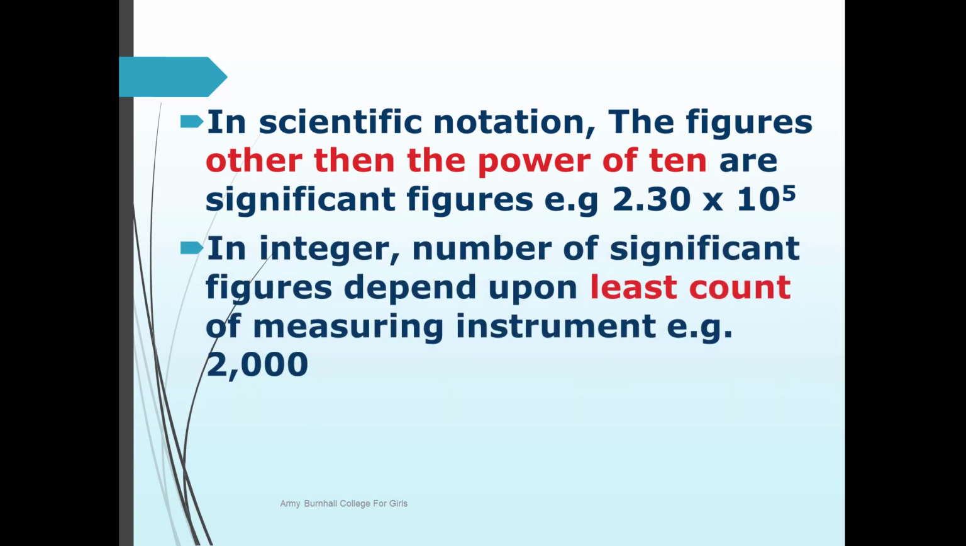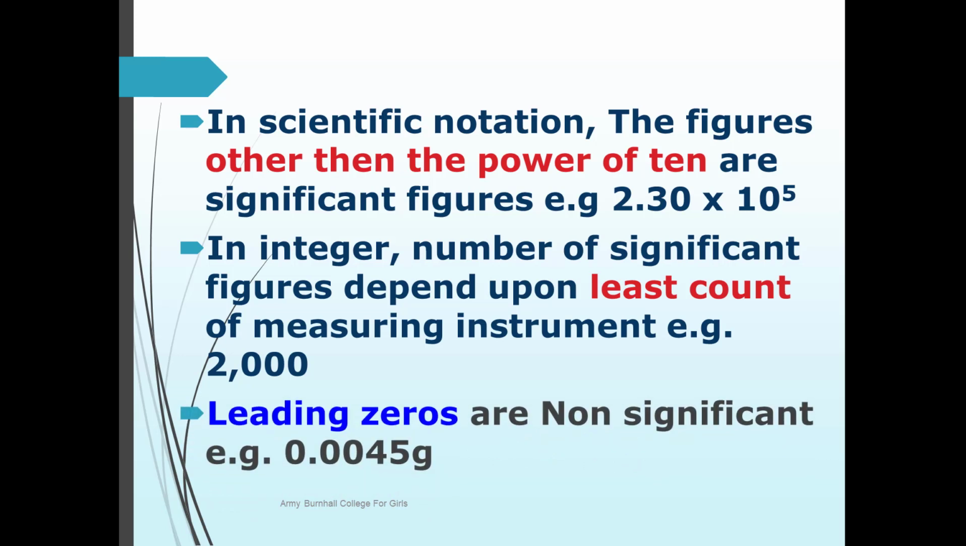In integers, the number of significant figures depends upon the least count of the measuring instrument. For example, 2000 may have 1, 2, 3 or 4 significant figures depending upon least count. And leading zeros are always non-significant. For example, 0.0045, over here we have just two significant figures.